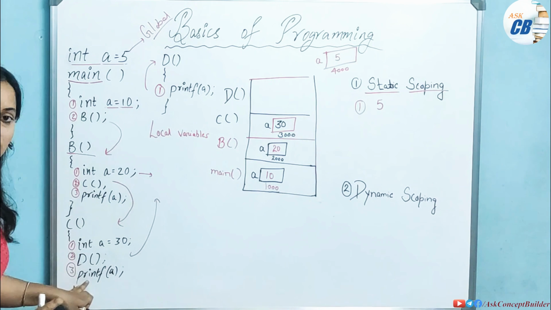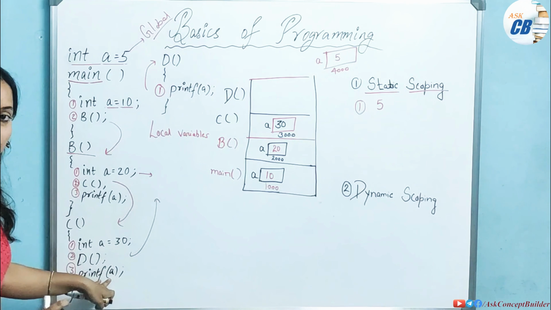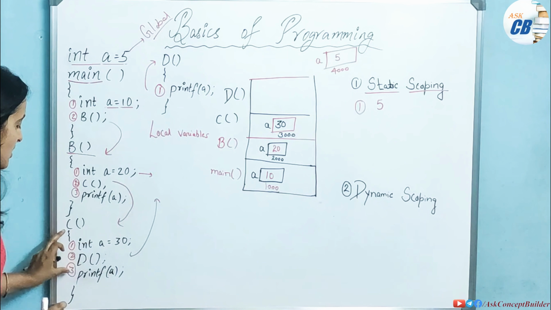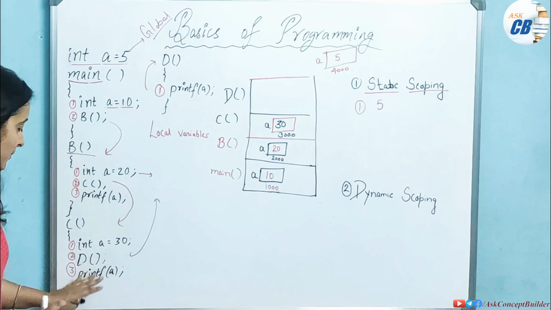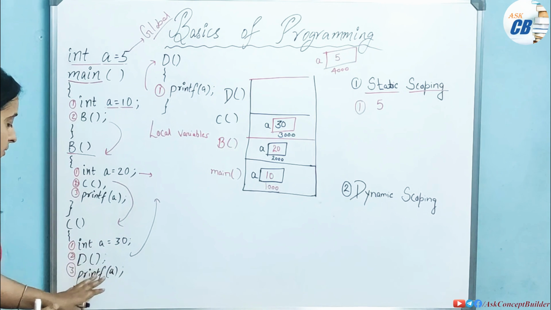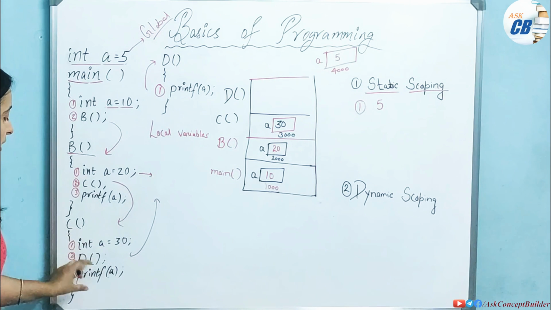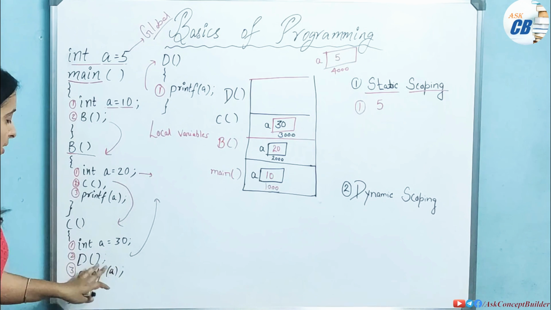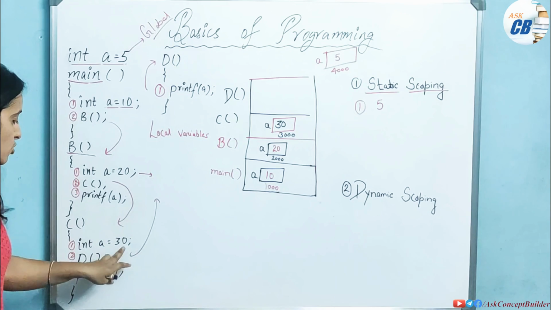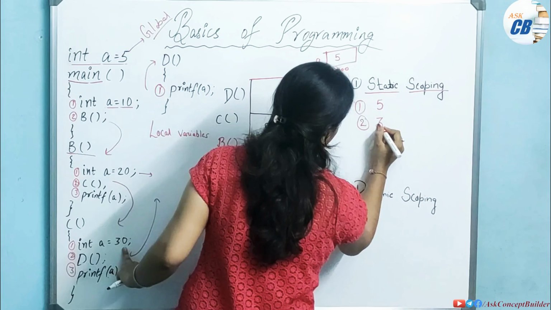So the third statement for this function is printf a. Now which a will it print? This function has its own local variable. So when you are printing this a, what will be printed? 30 will be printed. In this case we don't have to worry, because we ourselves have a value for the variable in this function. So printf a will print the value 30. So second, 30 will be printed.